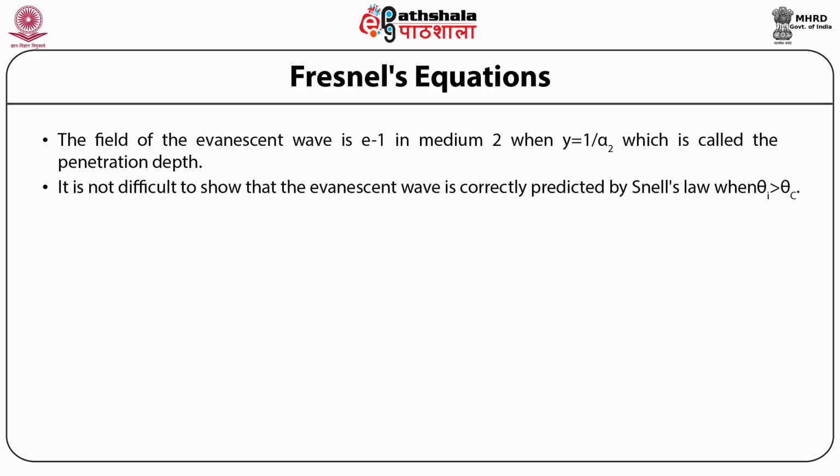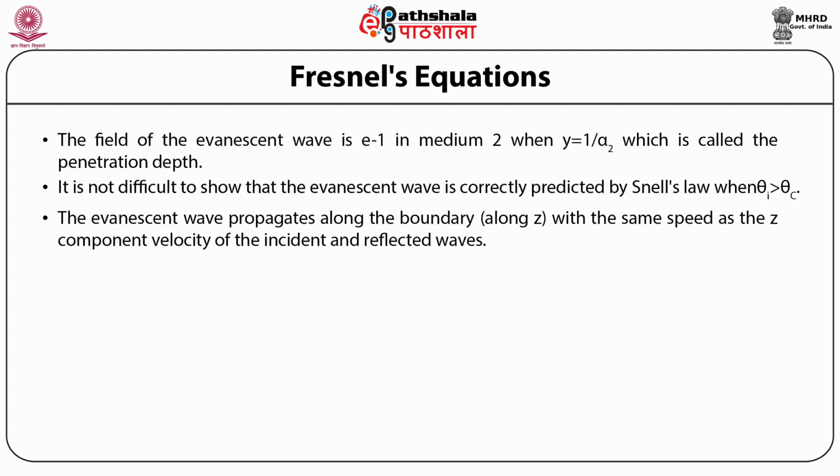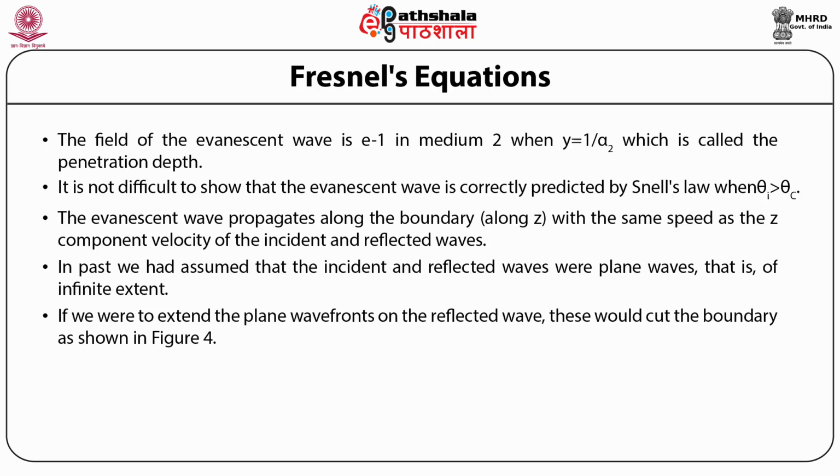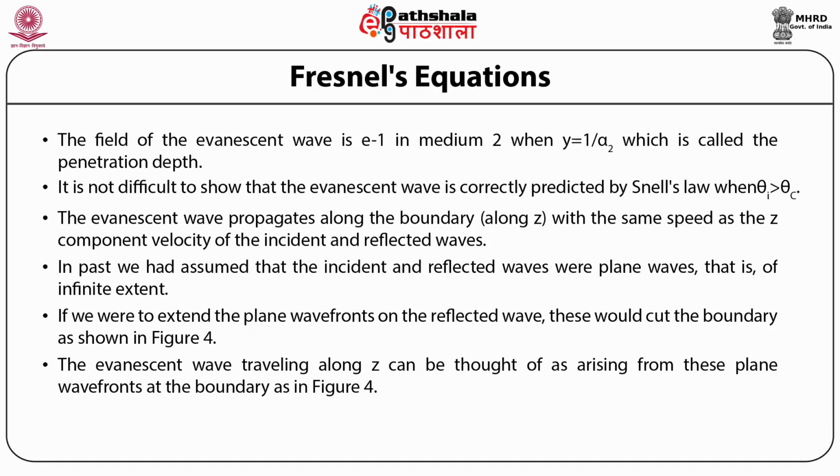It is not difficult to show that the evanescent wave is correctly predicted by Snell's law when theta I is greater than theta c. The evanescent wave propagates along the boundary, that is along z direction, with the same speed as the z component velocity of the incident and reflected waves. In the past, we had assumed that the incident and reflected waves were plane waves, that is, of infinite extent. If we were to extend the plane wave fronts of the reflected waves, these would cut the boundary as shown in figure 4. The evanescent wave traveling along z can be thought of as arising from these plane wave fronts at the boundary as in figure 4.